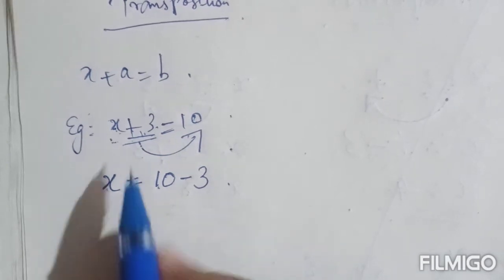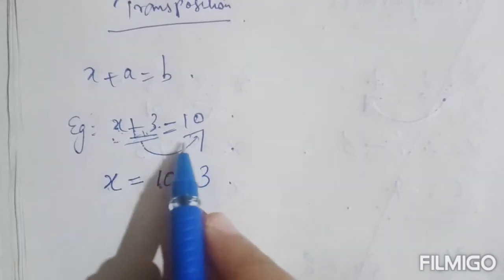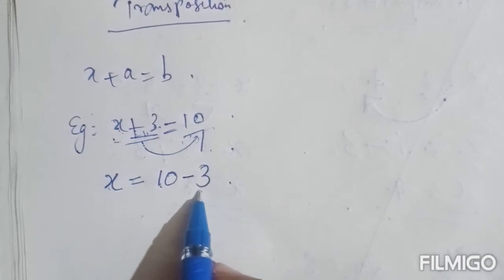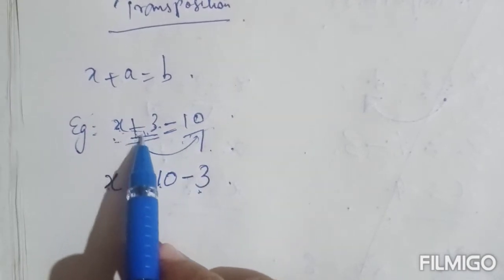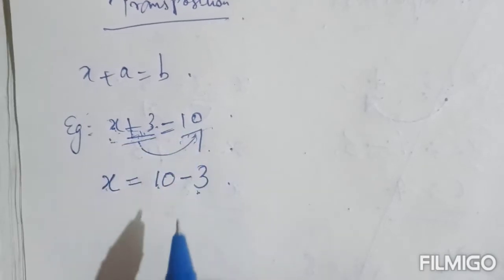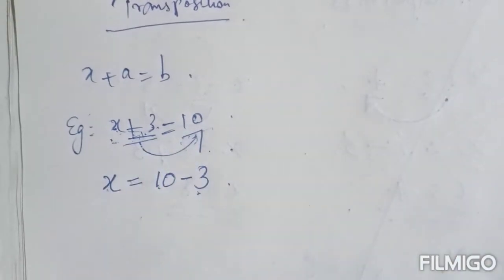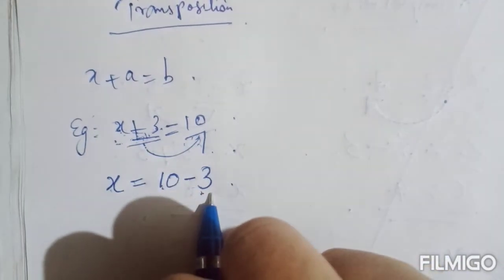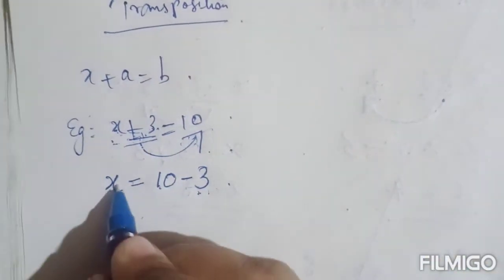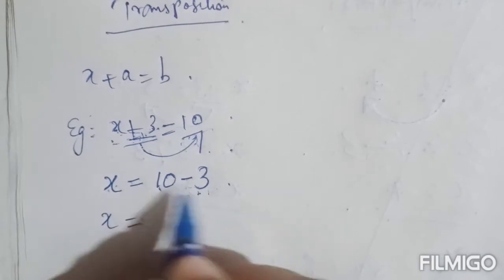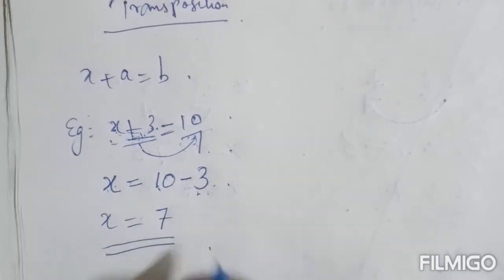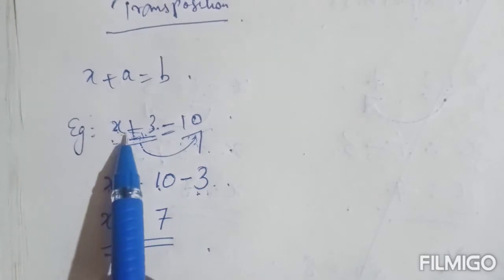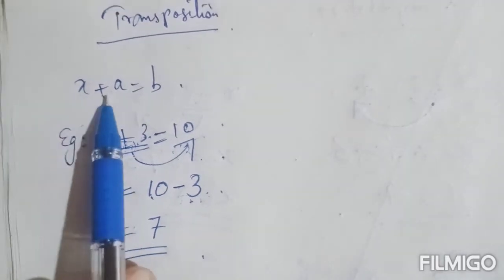Positive term on taking to the other side will be a negative term. When we take a positive term to the other side of the equation, it becomes negative. Plus 3 on taking to the other side will be negative 3 or minus 3. So x equal to 10 minus 3, it is 7. In this way you can solve a linear equation of the form x plus a equal to b.